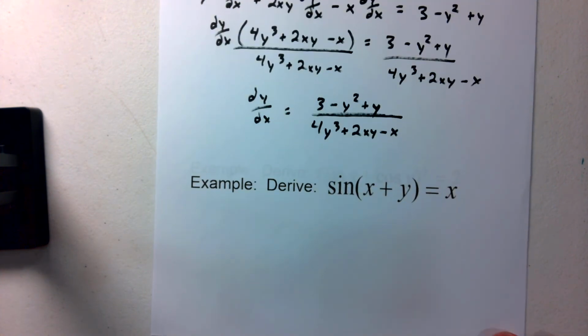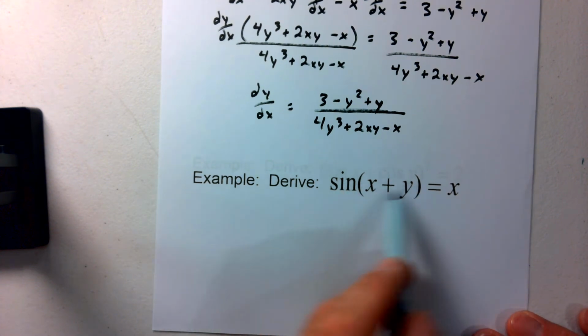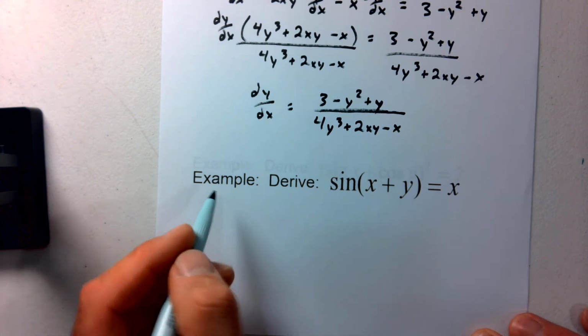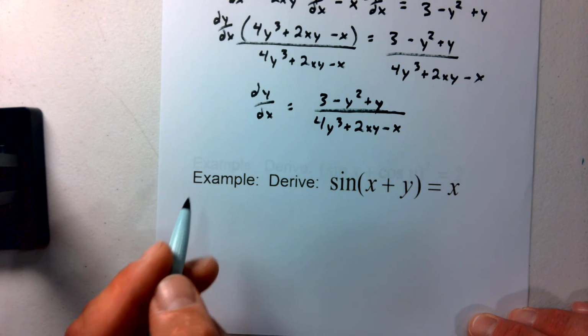Oh, look, derivatives of trig functions. Yes, yes, yes. So the derivative of sine of x plus y, the angle being x plus y, equals x. So can we find the derivative of this? And of course we can. We have a chain rule there, don't we?